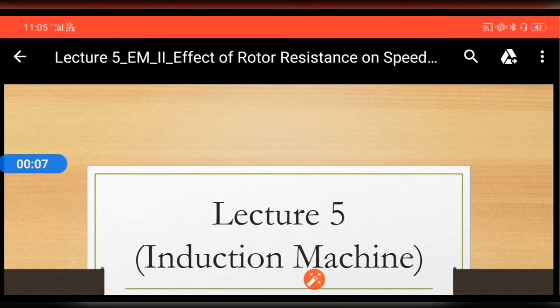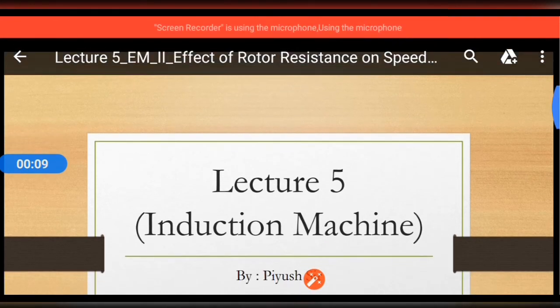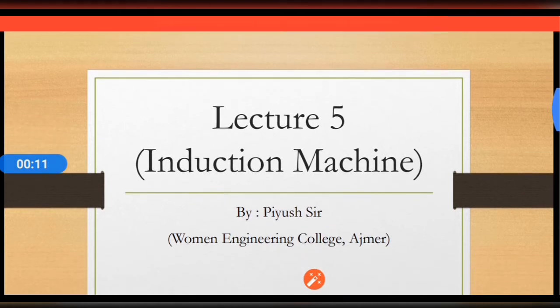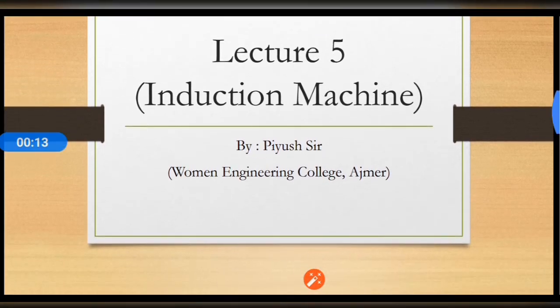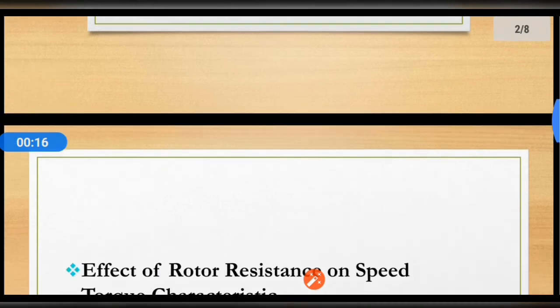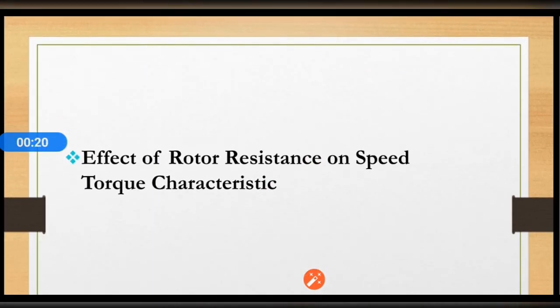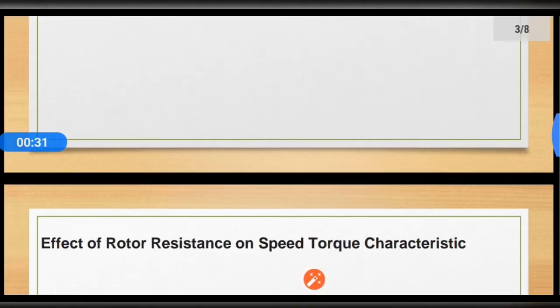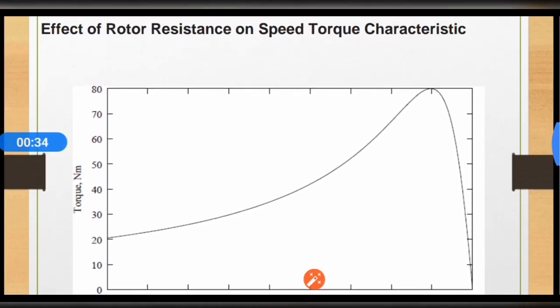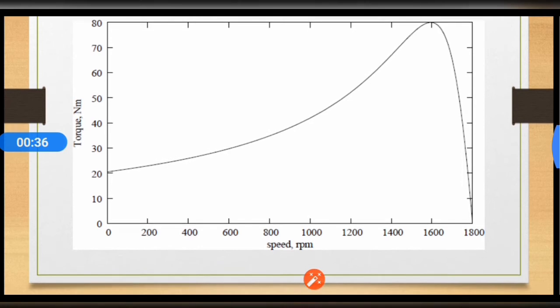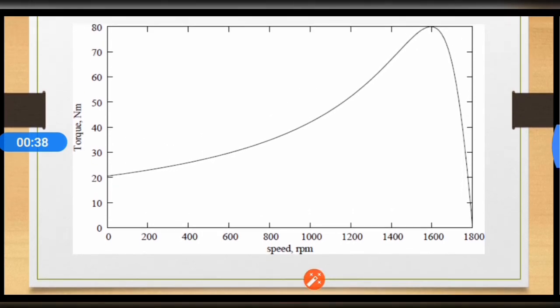In the last lecture, we discussed the torque slip characteristic of induction machine. In this lecture, we are going to discuss the effect of rotor resistance on the speed torque characteristic of the induction machine. Before going to this topic, I will discuss a little bit about the torque slip characteristic once again. The torque slip characteristic previously studied has a curve shape like this.